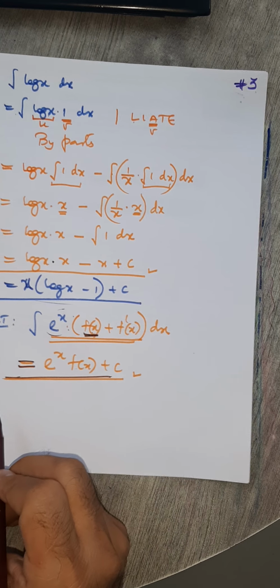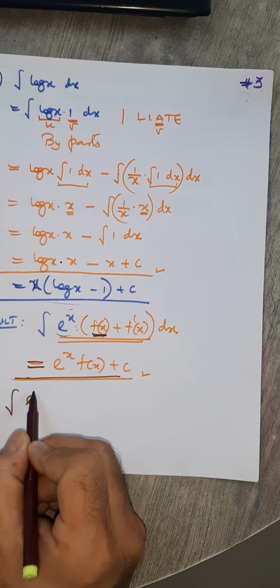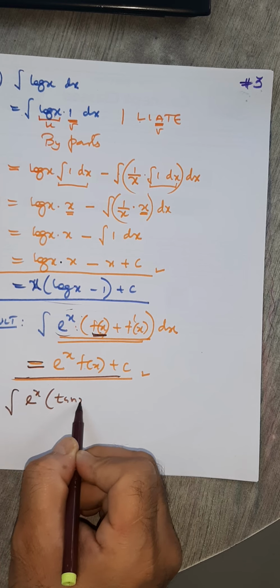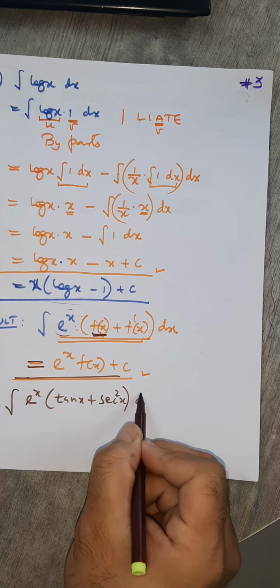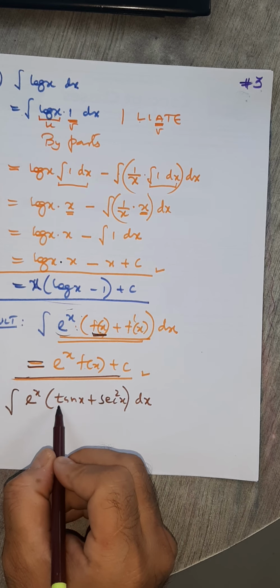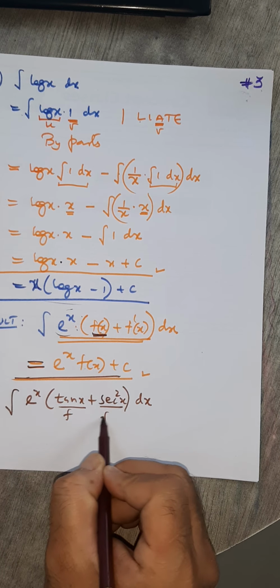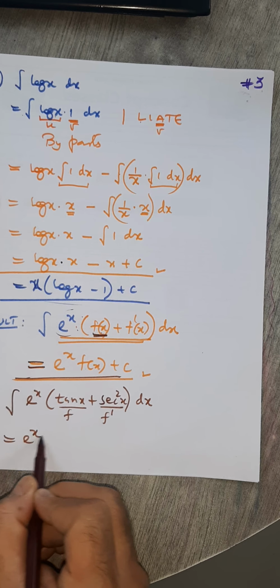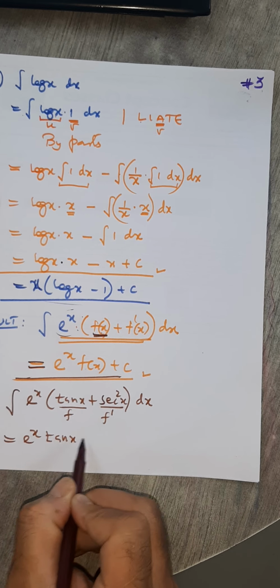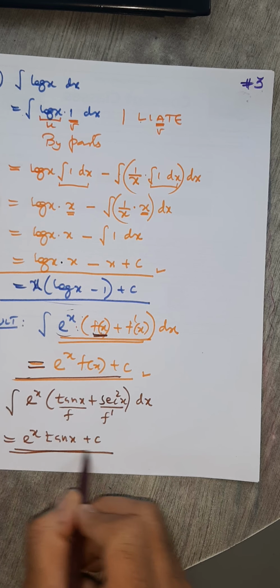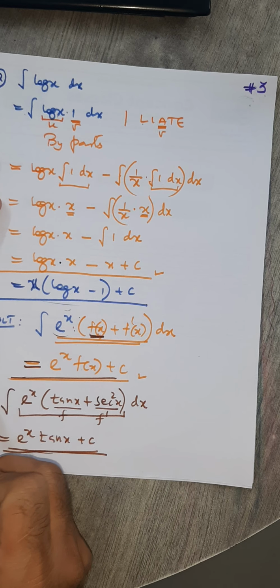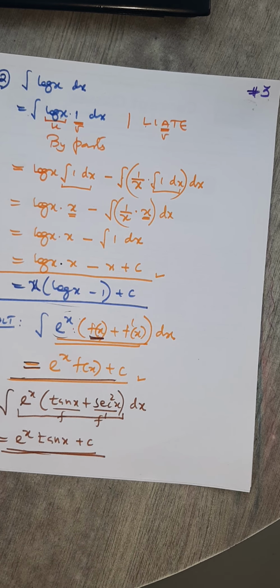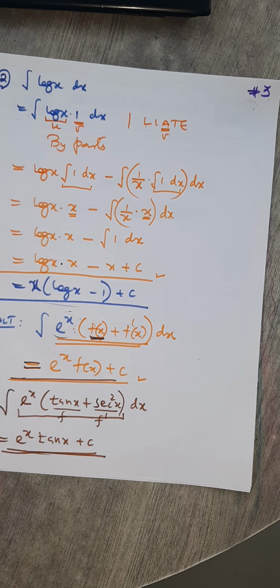Let me write here as an example. e raised to x, suppose I have 10x plus 10. What is the answer to this? According to that result, this is f, this is f dash. So the answer will be e raised to x into 10x plus c. This is the required integral. You just differentiate this, you will get this entire function. So if you have such things, e raised to x, inside the bracket if you have function plus its derivative, you can use this result.